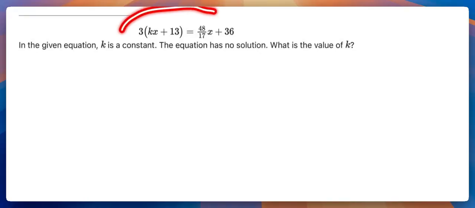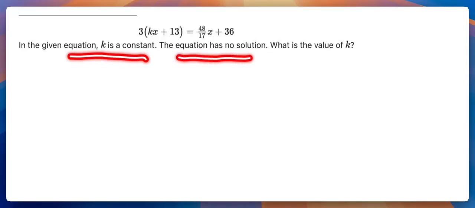We have this equation, 3 times (kx plus 13) equals (48 over 17)x plus 36. In the given equation, k is a constant. The equation has no solution. What is the value of k?